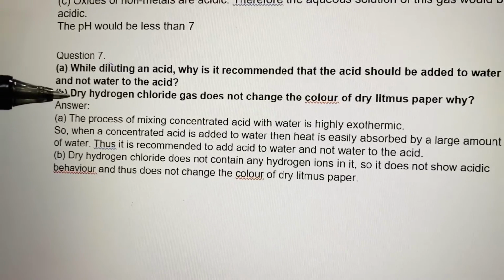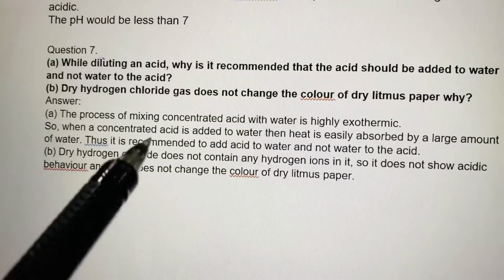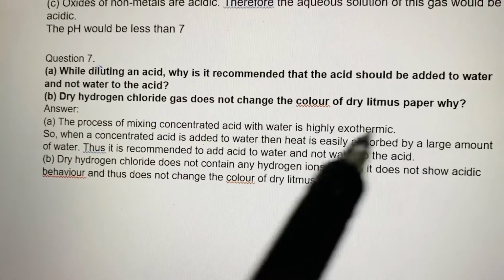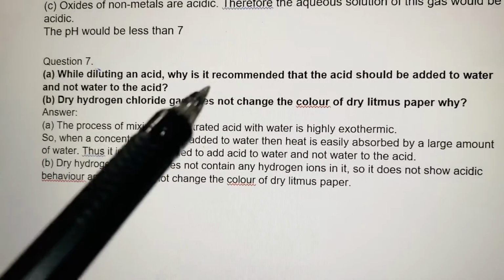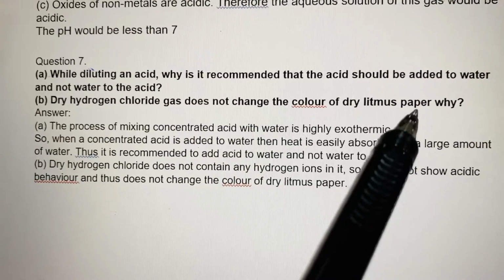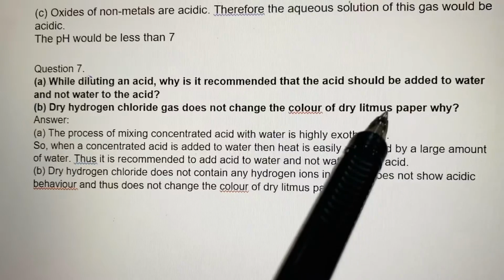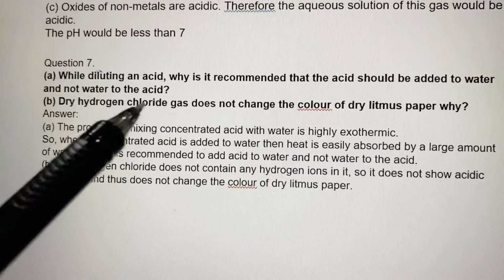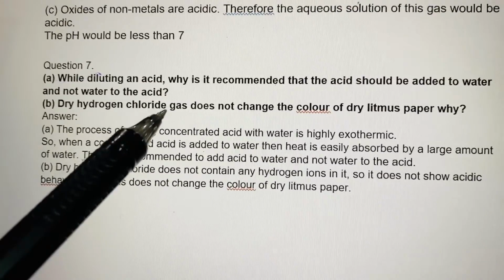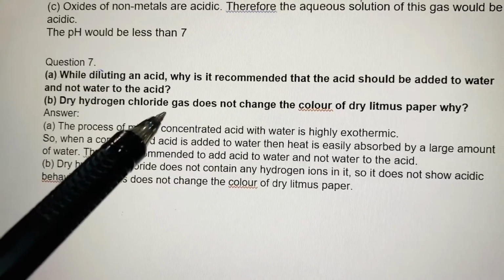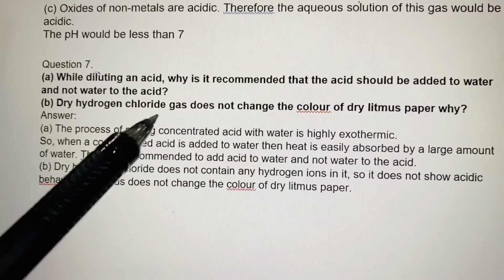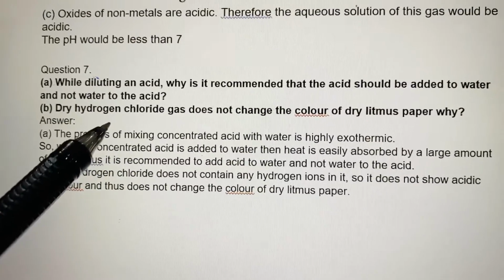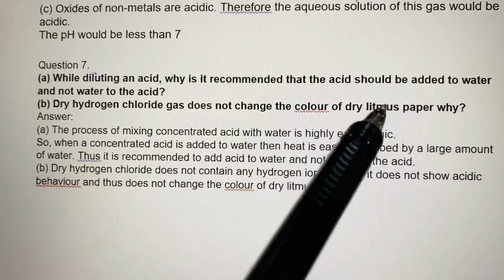So the second part is, dry hydrogen chloride gas does not change the color of dry litmus paper. Why? Students, we know that litmus paper changes its color in the presence of hydrogen ions. But dry hydrogen chloride is a gas. It does not contain any ions in it. When this dry hydrogen chloride gas comes in contact with water, it dissolves in water and dissociates into hydrogen ions and chloride ions. So if ions are present, then only the litmus paper will change its color.